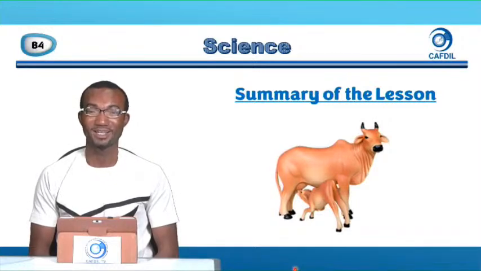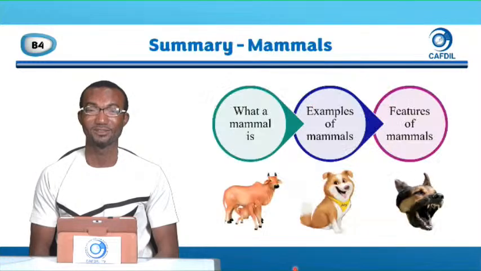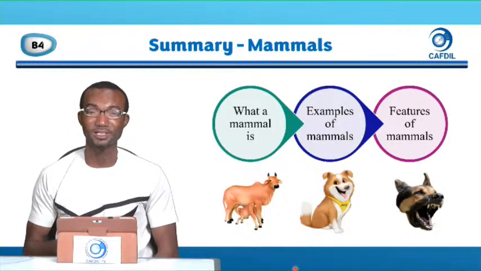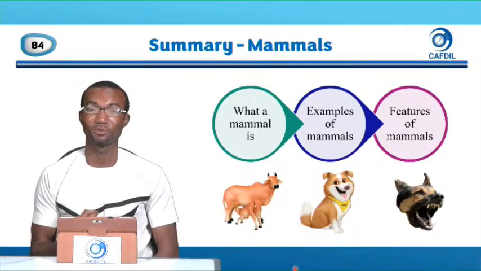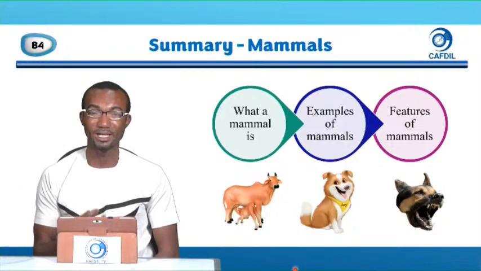We are almost at the end of the lesson. And today we looked at what a mammal is. We said a mammal is a group of animals that feed their young ones on milk. This milk comes from what we call the mammary glands.